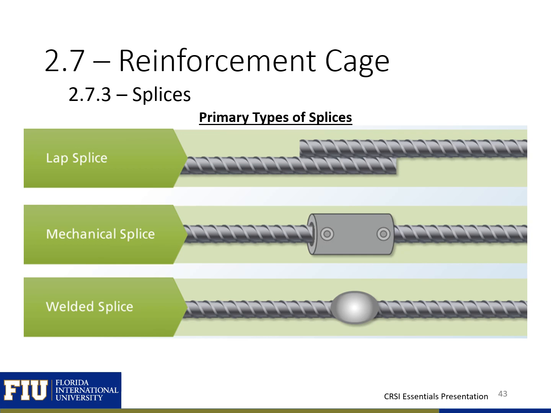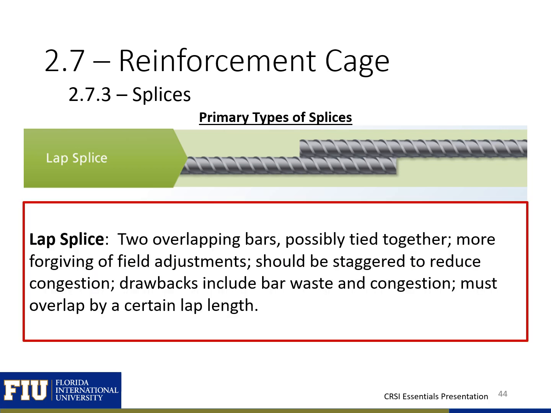There are 3 main types of splices: lap splices, mechanical splices, and welded splices. Lap splices consist of 2 overlapping bars that are possibly tied together. The total lap splice length is the total overlap length of the bars, so from the end of one bar to the end of the other bar. This lap splice length can be calculated using ACI 318.